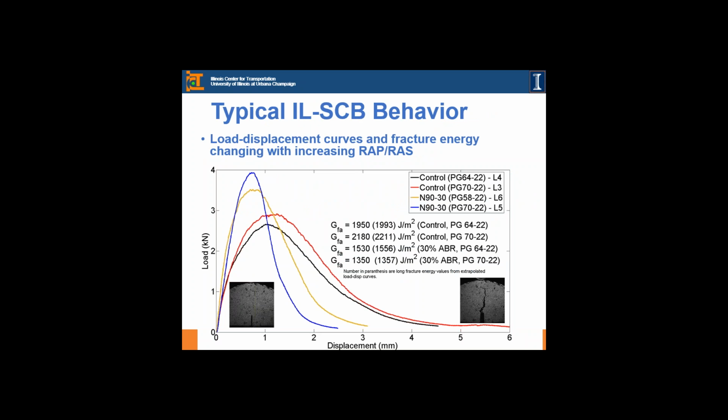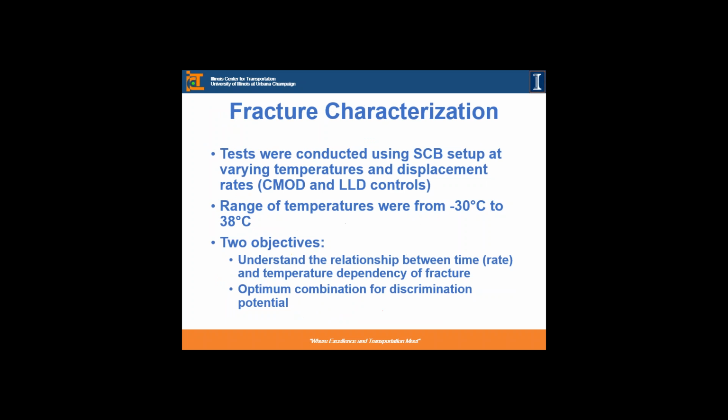And this is a typical outcome that we get from the SCB test. What you're looking at here is the load displacement curve for different types of mixes, nice smooth curves that show the crack initiation and propagation. Then the number that you get from this is fracture energy, and we'll talk about the flexibility index derived from these curves.